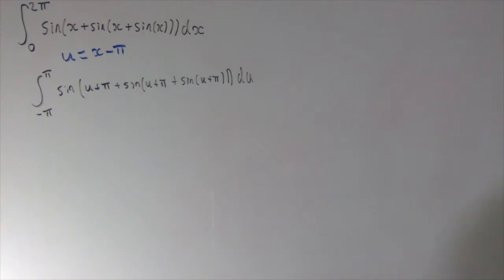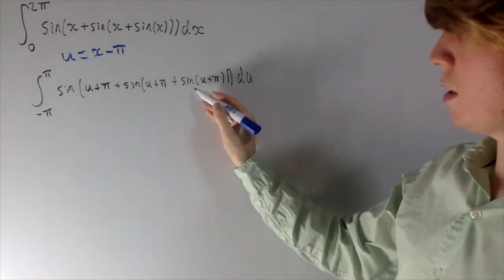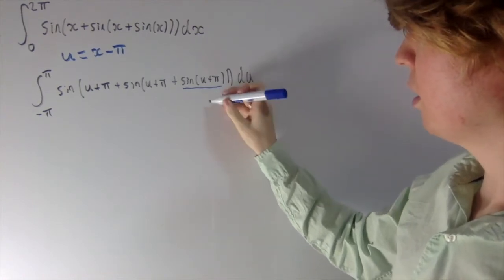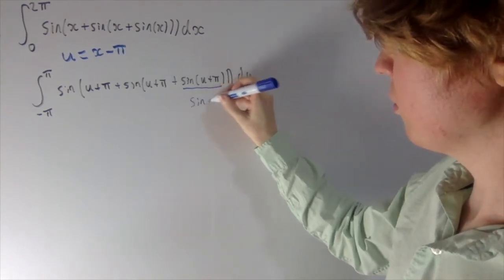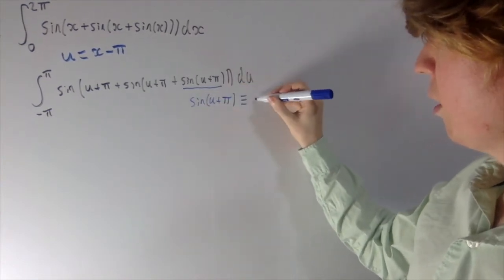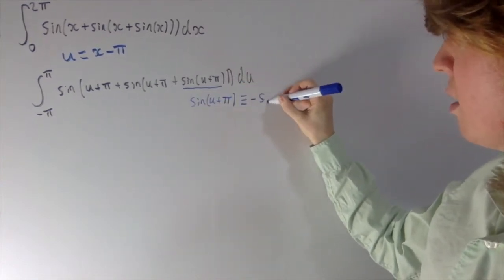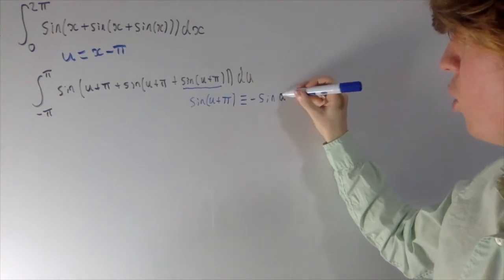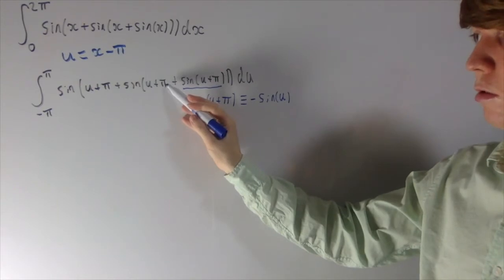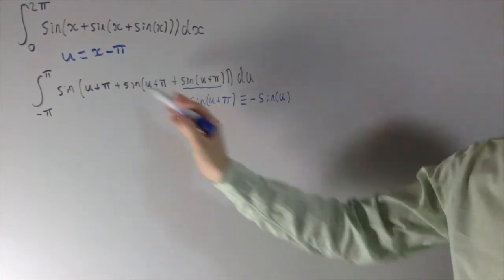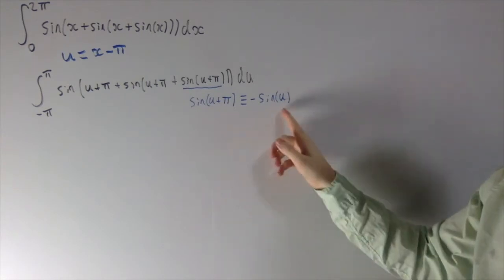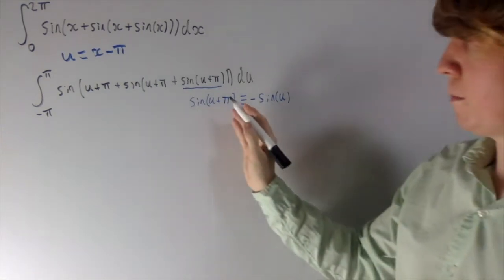So I'm going to deal with this by trying to simplify a few things here, like for example sine of u plus pi. We know that sine of u plus pi is equivalent to minus sine of u. So we can actually get rid of the pi here, and we'll be able to do similar tricks with this pi and this pi, just to tidy up our integrand a little bit. Okay, so this is equal to minus sine of u.